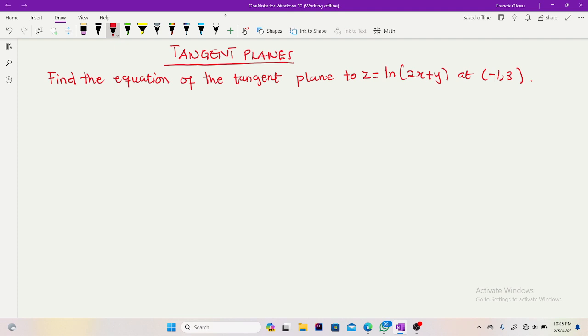In this video, I'm going to take you through tangent planes, an application of partial derivatives. Let's see, I have a problem here to explain this concept. Find the equation of the tangent plane to z equals natural log of 2x plus y at the point (-1, 3).